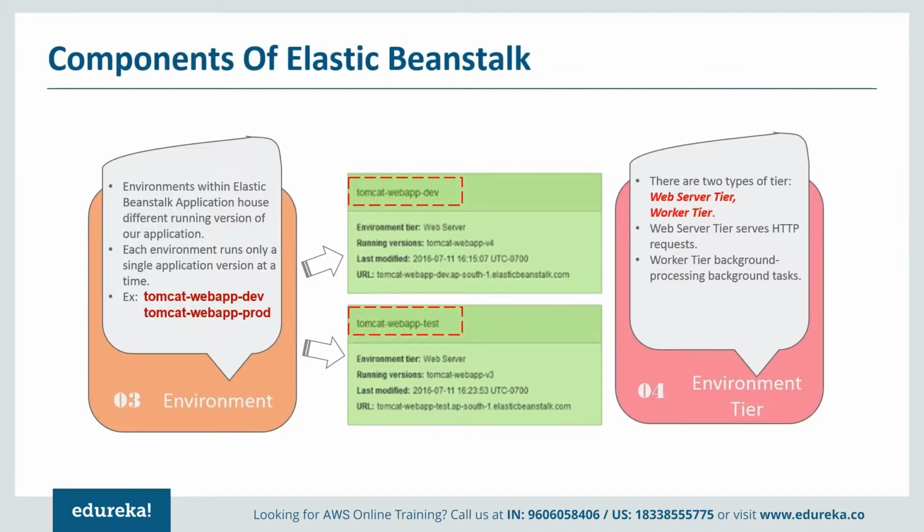Then we have something called environment tier. When you try to launch an Elastic Beanstalk environment, Elastic Beanstalk asks you to choose among two environment tiers, which are web server environment and then you have worker environment. If you want your application to handle HTTP requests, then you choose web server environment. And if you want your application to handle background tasks, that is where a worker environment comes into picture. I'll show which to choose and how to work with them when we try to deploy an application in the later part.